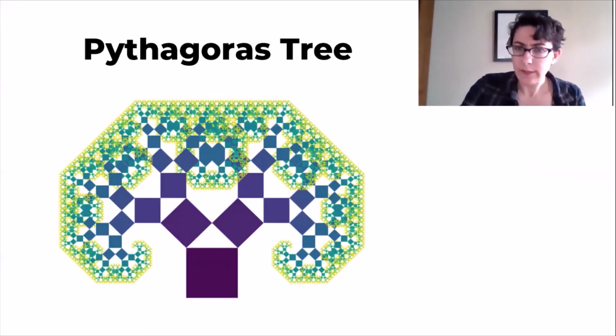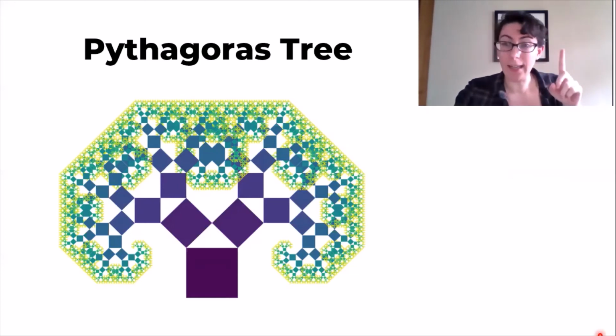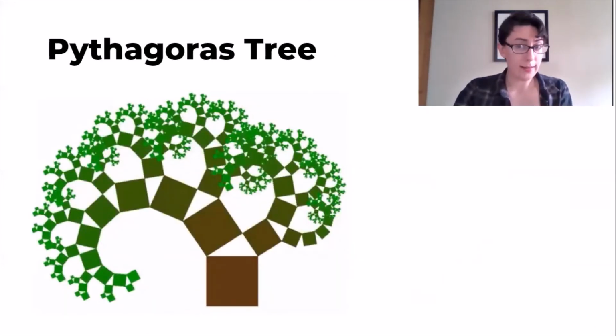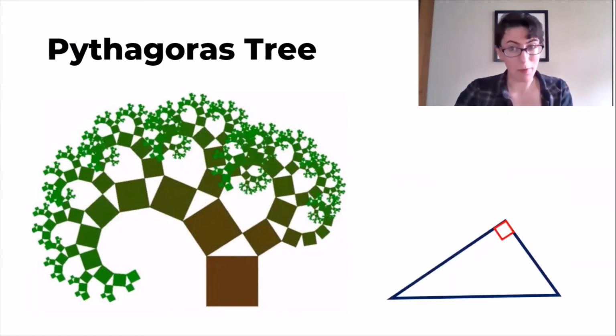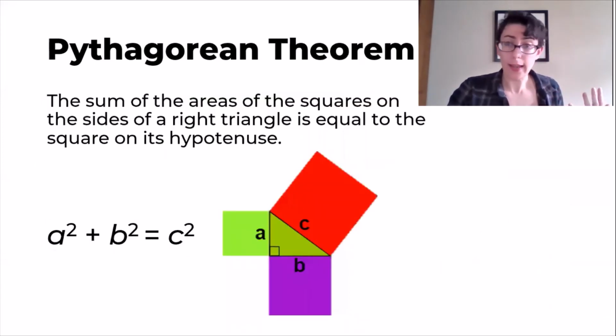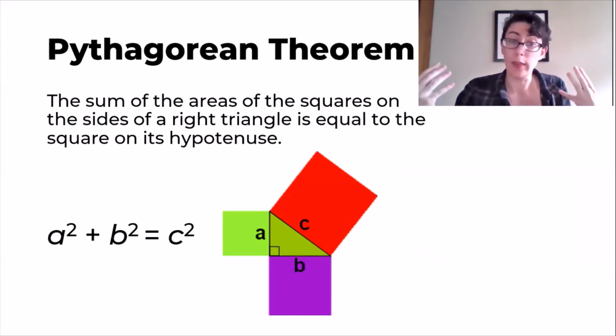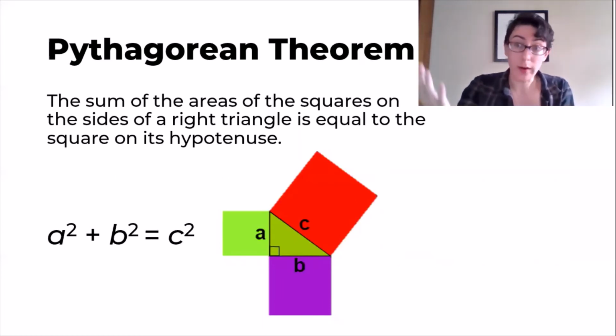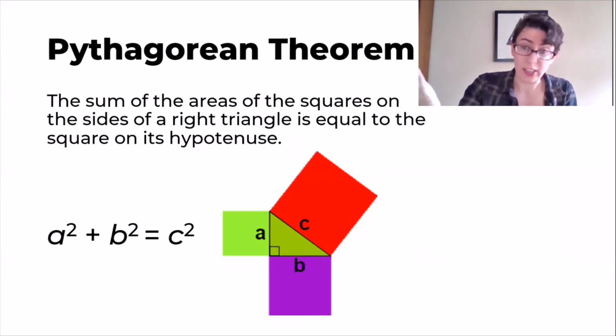Ooh, and if I were to just make one tiny little change, our Pythagoras tree would look like this. And what makes this Pythagoras tree all tilty? We changed the shape of the right triangle. Now, what's up with the Pythagoras part of the name? Well, it has to do with the Pythagorean Theorem. The sum of the areas of the squares on the sides of a right triangle is equal to the square on its hypotenuse. Or here, watch this demonstration.